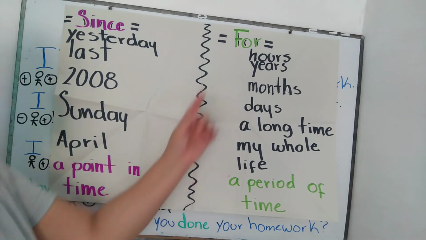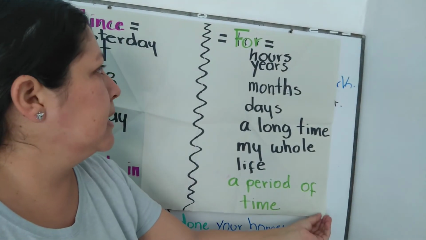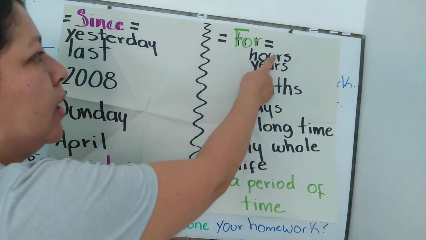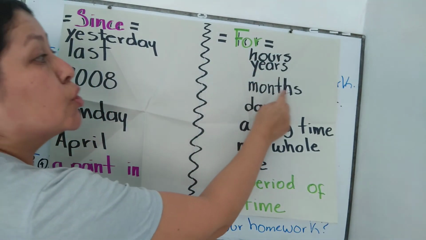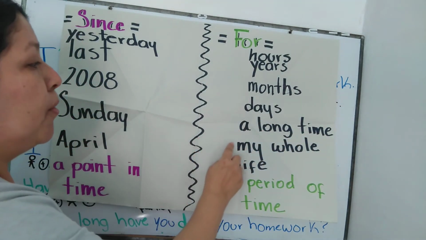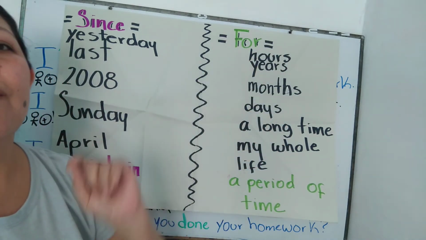With since. For long, you're going to use for a period of time. What it means, you can use it for the word hours, for 2 hours, for 2 years, for 2 months, for 2 days, for a long time, for my whole life, okay? For this, you are going to use for, okay?